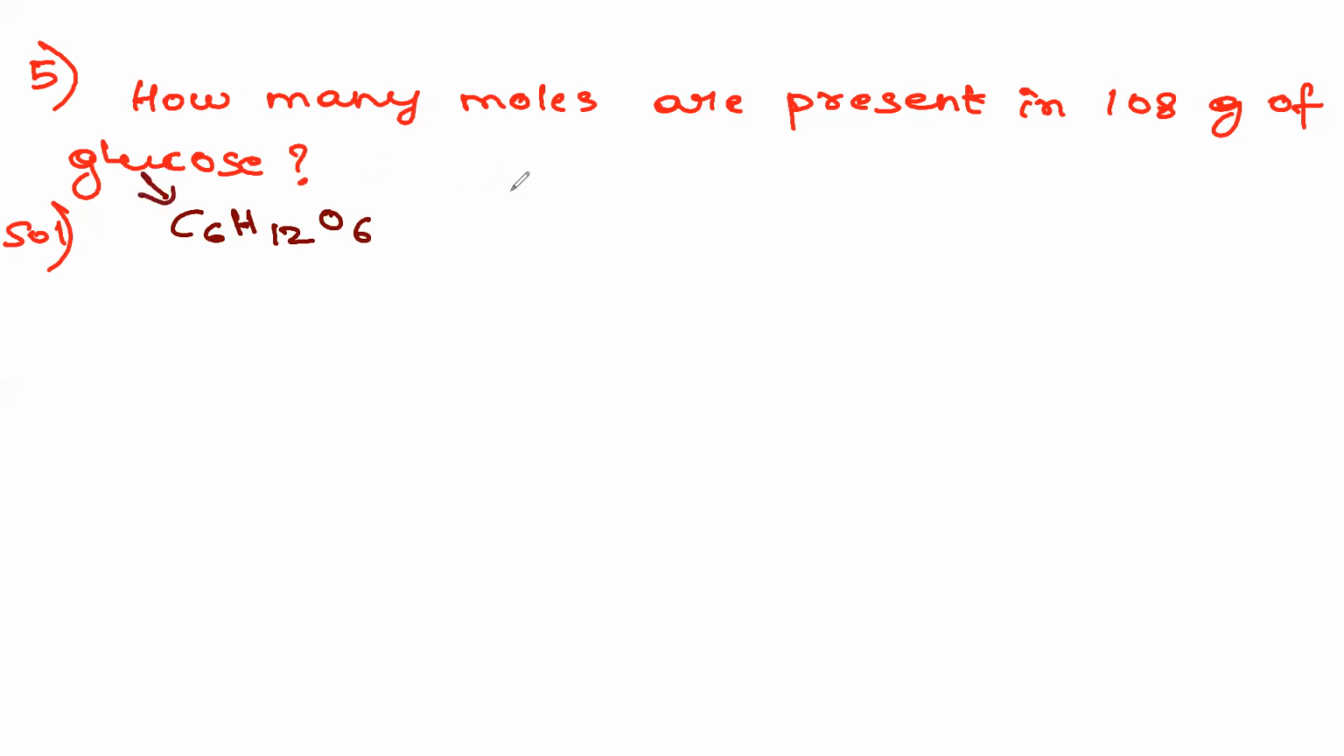Now calculate the molecular weight of glucose. Molecular weight of glucose is equal to 6 into 12 plus 1 into 12 plus 16 into 6. So 6 into 12, how did it come? Because it has 6 carbon atoms and each carbon atom mass is 12 grams. Each hydrogen atom mass is 1, and there are 12 of them. Similarly, oxygen's atomic weight is 16, and we have 6 oxygens. By totaling, we get 180.